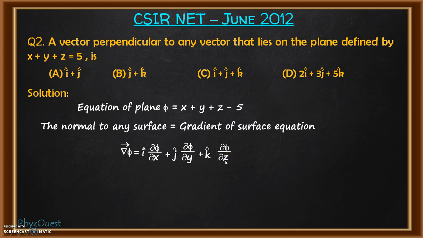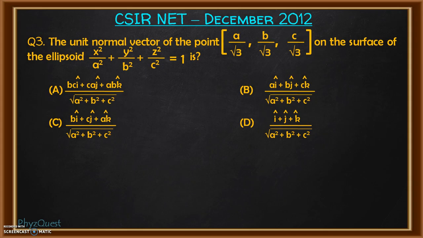So ultimately the answer will be i cap plus j cap plus k cap. So this is the vector perpendicular to any vector that lies on the given plane. Now if you check the options here, you can see that option C is matching with the result, which is the correct answer. Now let's move ahead to the next question.